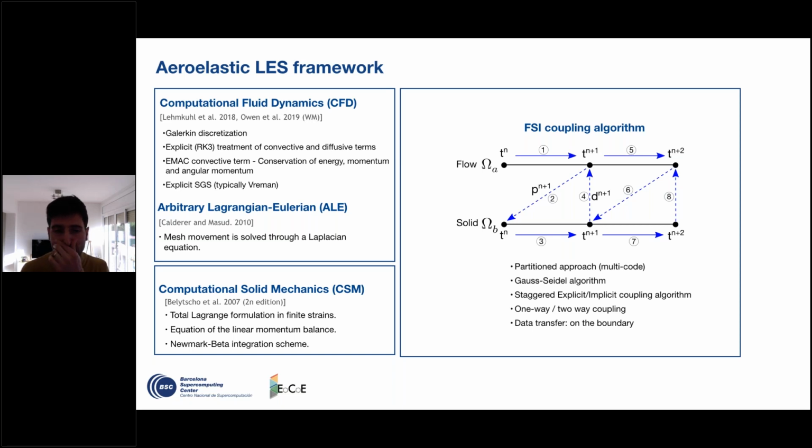This is basically a partitioned approach. So we're going to use a multicode with multicode instances, and these allow us to perform one-way or two-way couplings depending on the necessity and the complexity of the problem. And what is very important is the data transfer. The data transfer in these cases is on the boundary, because we send the displacements, or we can send the tractions to the solid domain. And as we are working in a parallel environment, it's very important to have good communication and data transfer between the multicode instances.